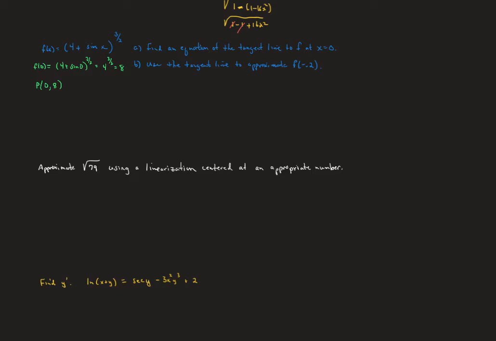Now to get an equation of a line, we also need the slope, and the slope is going to come from the derivative. So let's find that derivative using our chain rule. So we have this 4 plus sine x raised to the 3/2. So we're going to go 3/2 times 4 plus sine x, leaving this inside function alone, to the subtract 1 from the exponent.